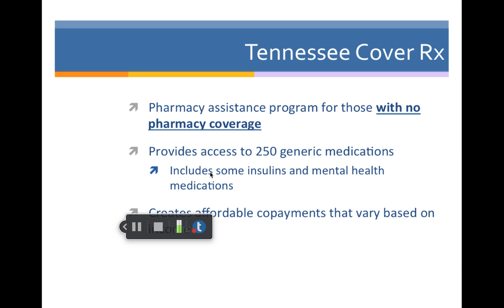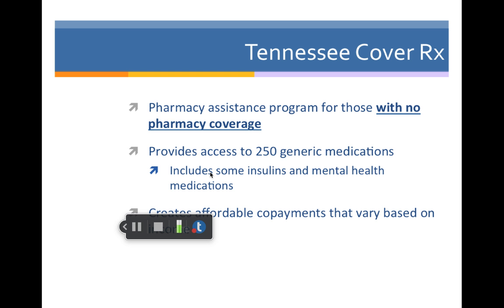The next resource that we'll talk about is Tennessee CoverRx, and this is a pharmacy assistance program for patients who have no pharmacy coverage. So this is restricted to people who might have medical coverage, but they can have no pharmacy coverage at all. And it's not health insurance, so that's something important to keep in mind for patients, it's not going to help with office visits, but they have no monthly premiums associated with this. So it's an added benefit for the patient with no cost associated with coverage.